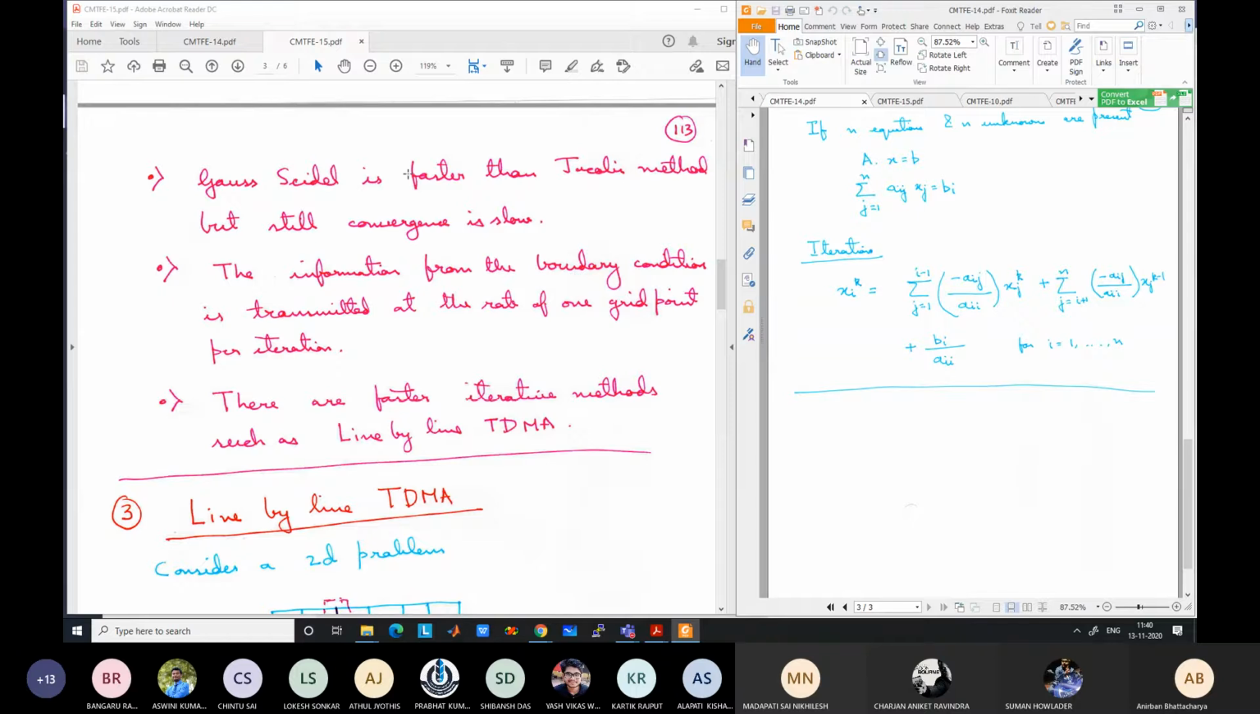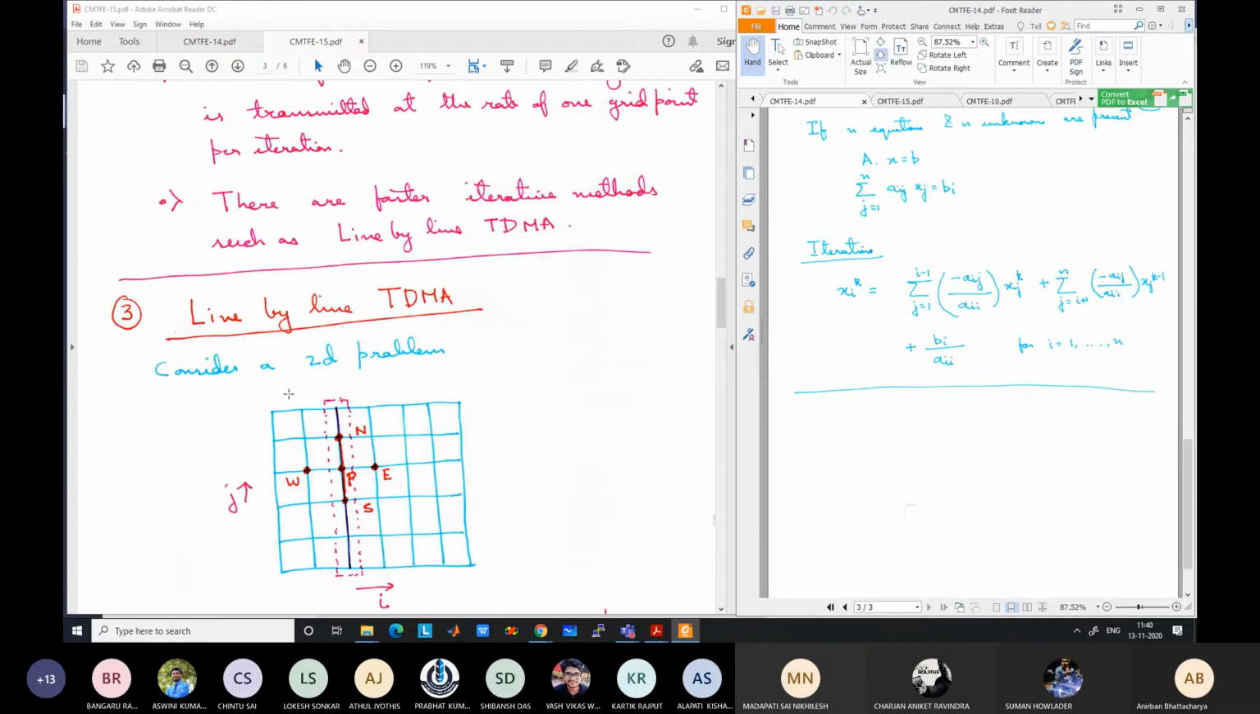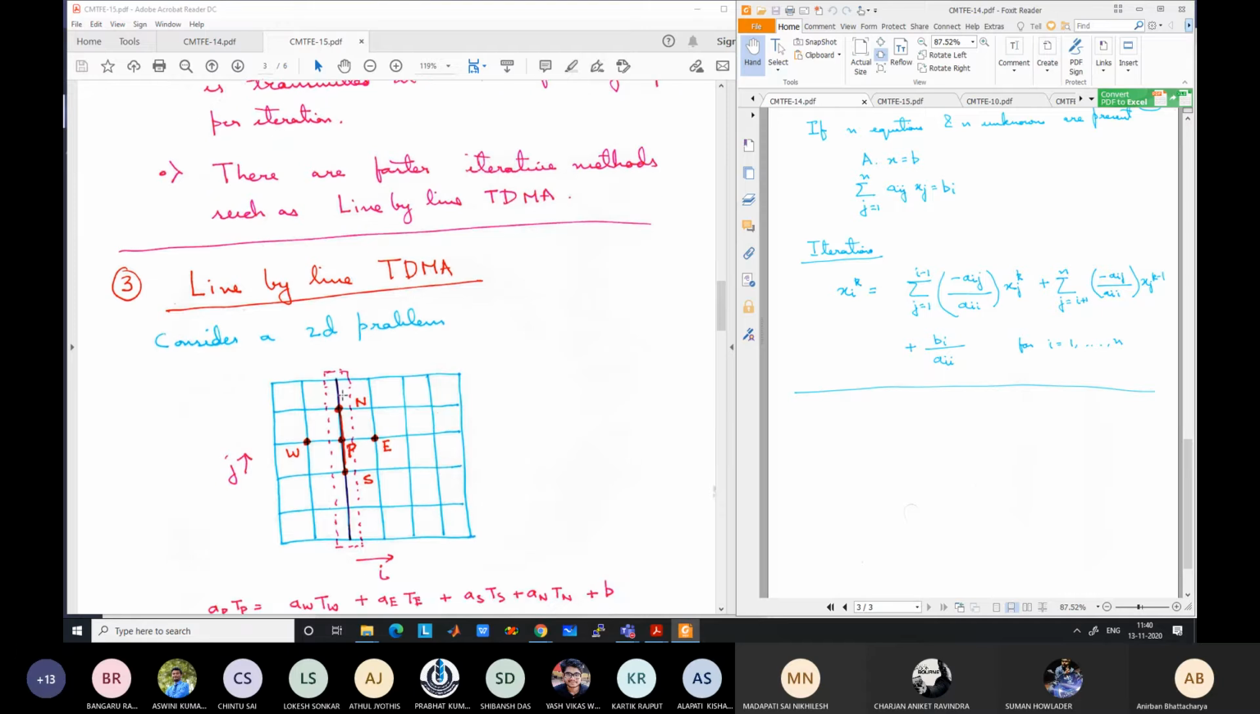But line by line TDMA actually uses the nature of the domain. If you have a 2D domain, you utilize the fact that it is a 2D domain. If you have a 3D domain, you utilize the fact that it is a 3D domain, and then divide the problem into a 1D problem for a part of the domain and proceed along another direction. So let us discuss this line by line TDMA. Any questions on what we have discussed till now?